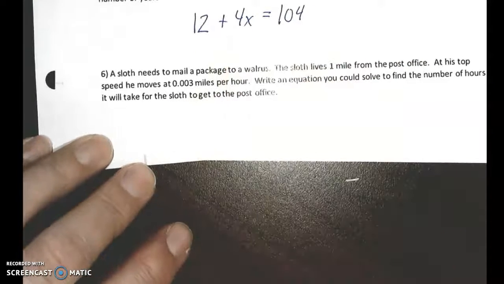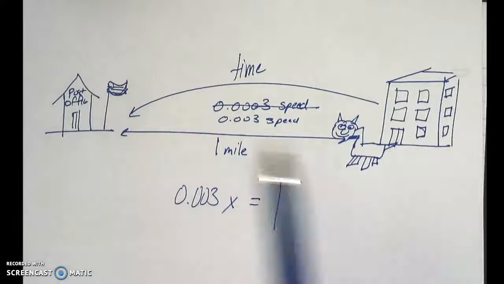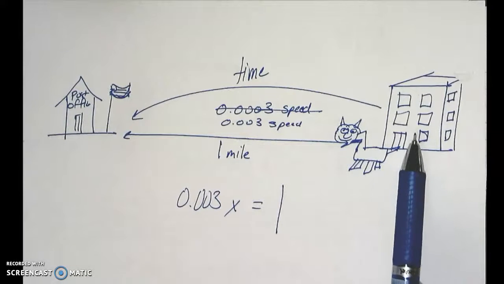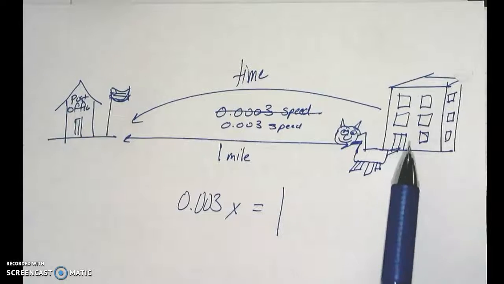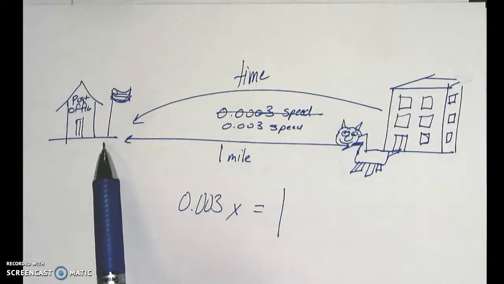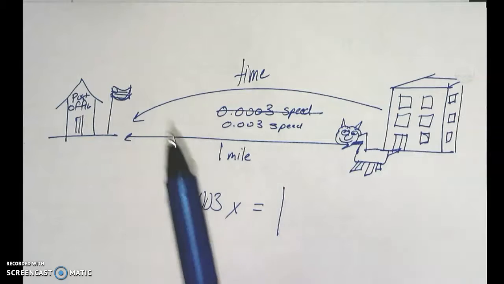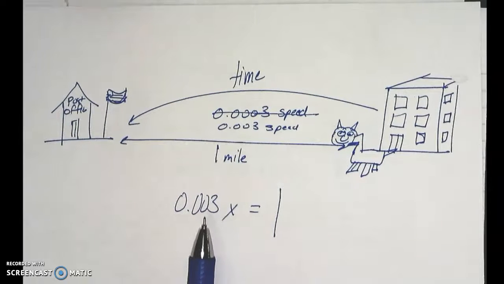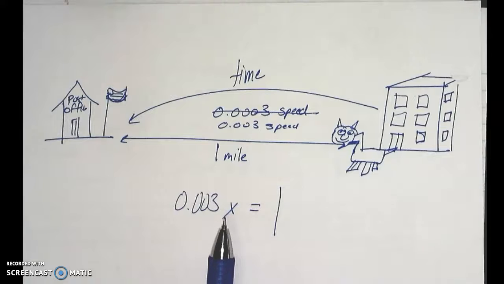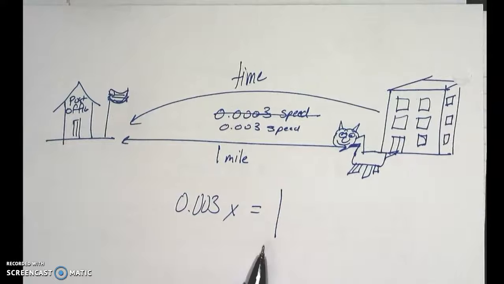I'm going to pause it for you. Okay, so what we talked about was here's our post office. Here's where our sloth lives in the condo. We know there's a mile from the condo to the post office. We want to know how long it's going to take him to get there. Okay, so then we put our rate, which was 0.003. Then we'll put that with the x, and then we have that equals to how many miles we got, which is just 1 mile.